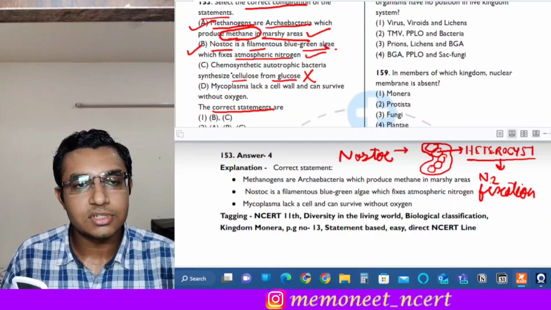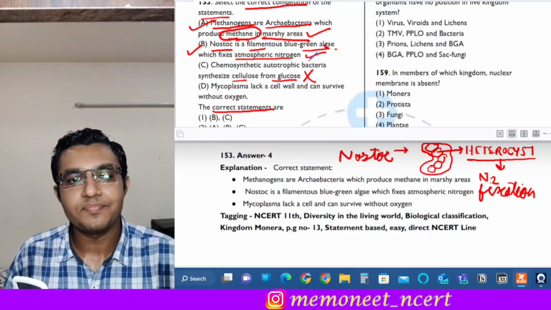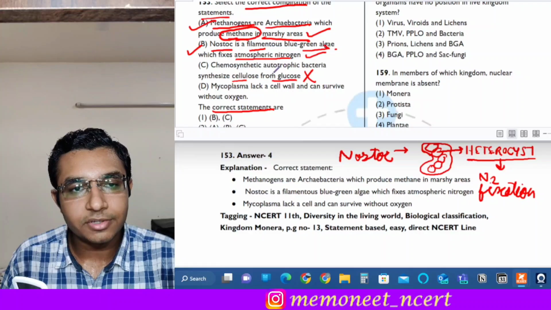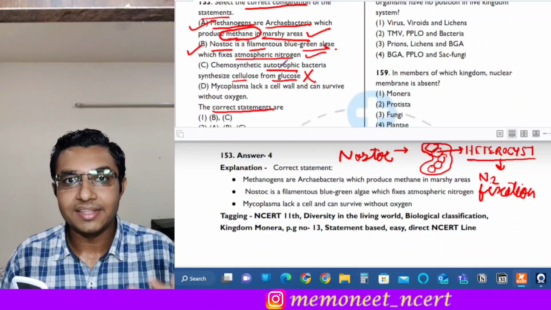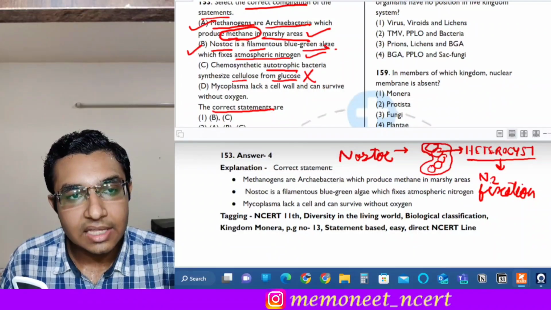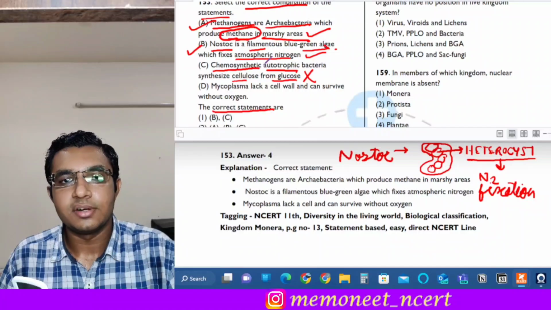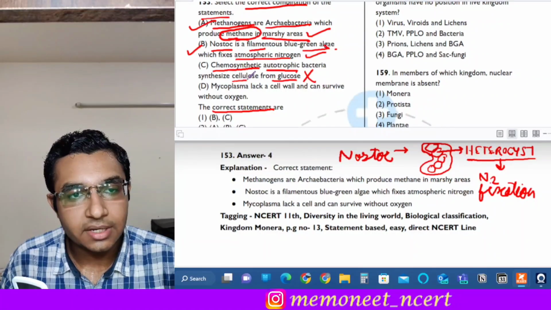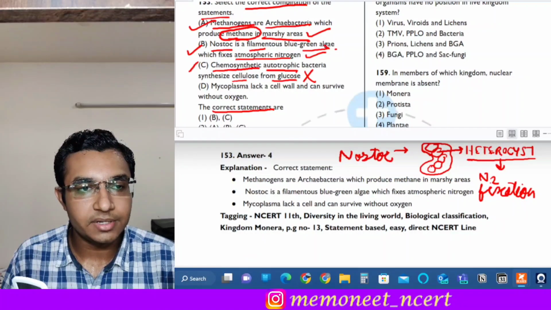Because see, the function of chemosynthetic autotrophic bacteria, what are the chemosynthetic autotrophic bacteria? It means that the bacteria are autotrophs, they synthesize their food by themselves, but they are chemosynthetic, okay? Means they use chemicals to synthesize their food. So do they synthesize cellulose from glucose? No, this is incorrect, okay? So C statement is incorrect.